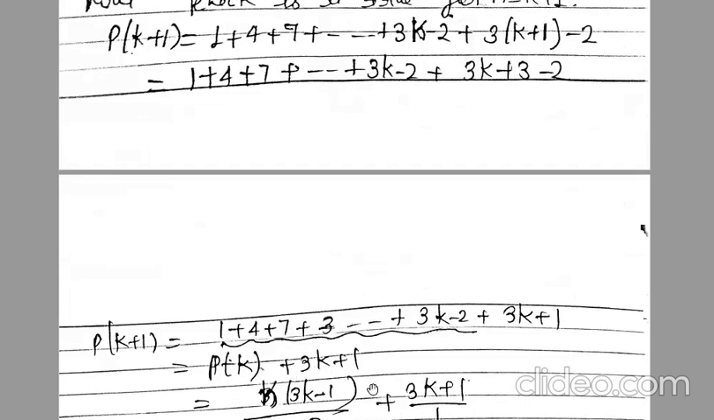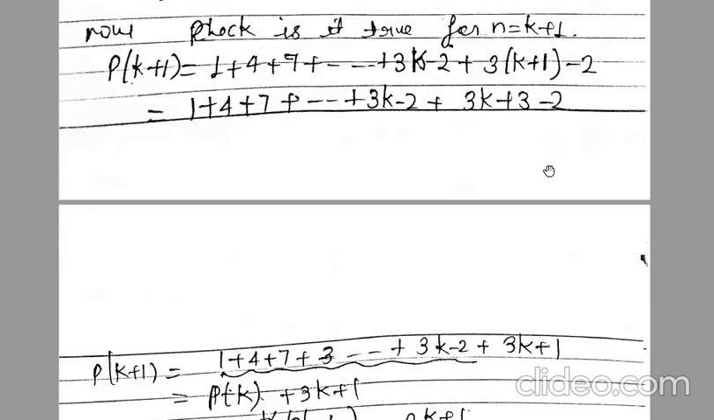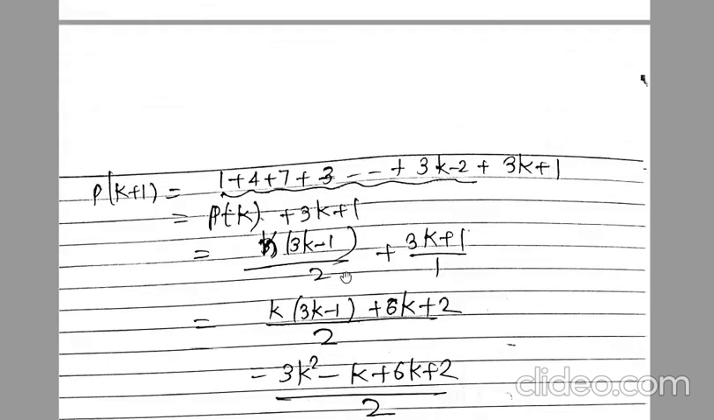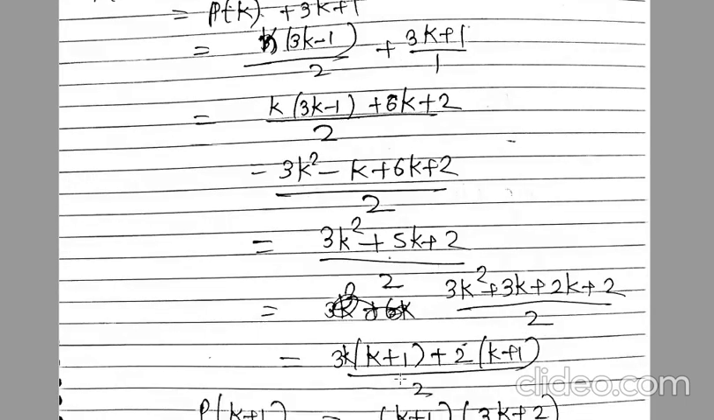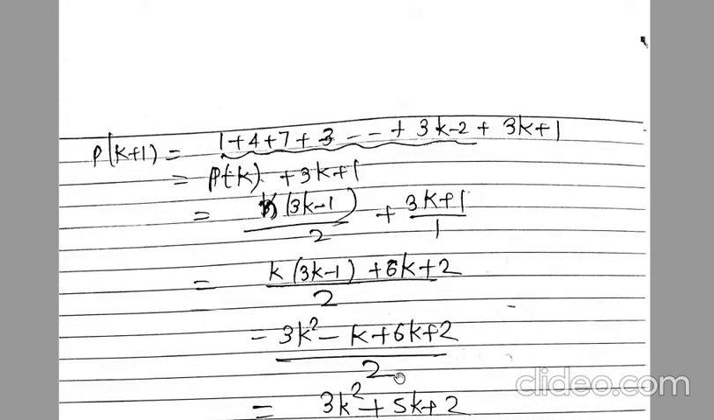So we can write this line's value as P(k), right? We have the P(k) value, k(3k minus 1) by 2. So k(3k minus 1) by 2 plus 3k plus 1. Just solve this line and you will get P(k plus 1). Solving it, we have (3k square plus 5k plus 2) upon 2.